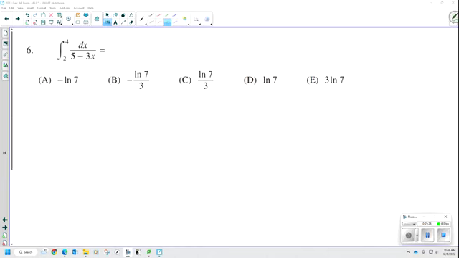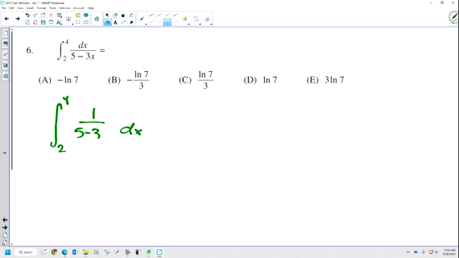Number 6. It's a simple integral, but I don't like it for a reason, and I will show you why as we're working this out. Okay? Integrate from 2 to 4 dx over 5 minus 3x. Well, let's just rewrite that. So we got 2 to 4. We'll put a dx off to the side. So it's really 1 over 5 minus 3x.